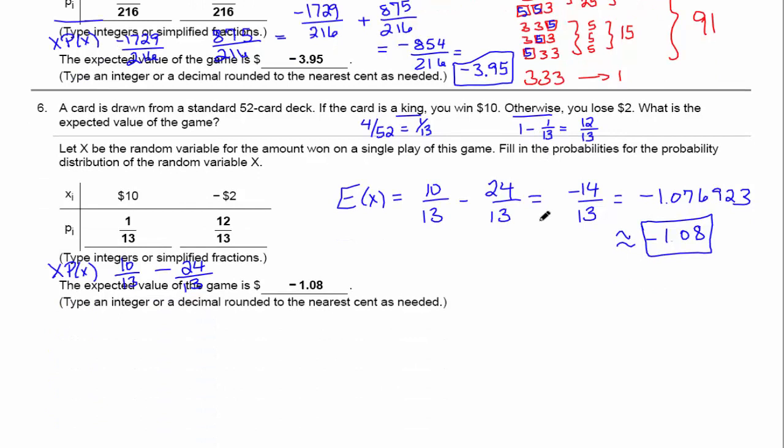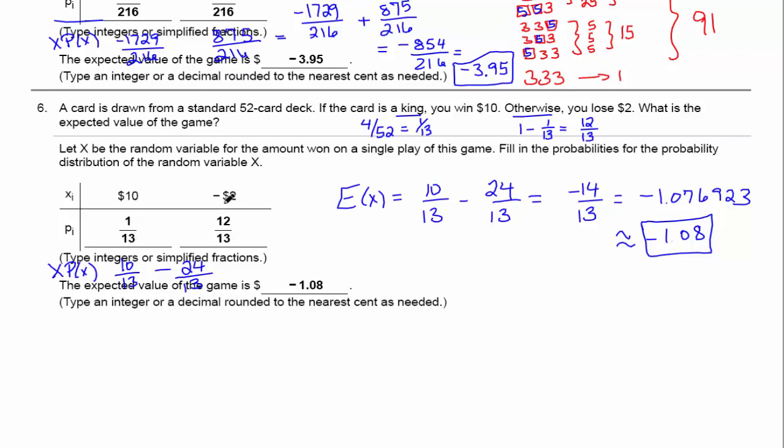And finally, in question 6, we're going to draw one card. If it's a king, I win $10. Otherwise, we lose $2. So x can only take on two possibilities. How many kings? Well, 4 out of 52, which is 1 out of 13. How many ways to not get a king? All right, well, that's 1 minus 1 over 13, which is 12 over 13.